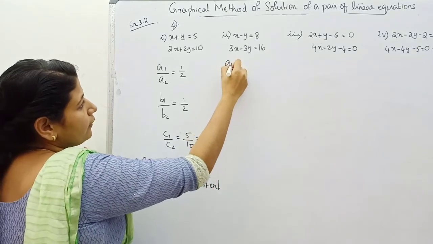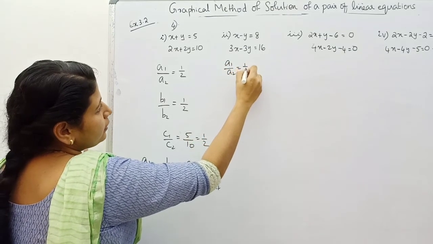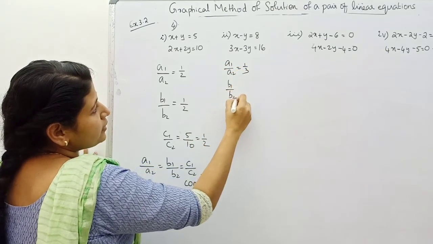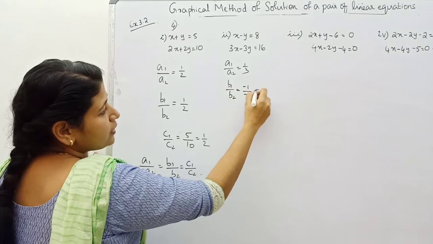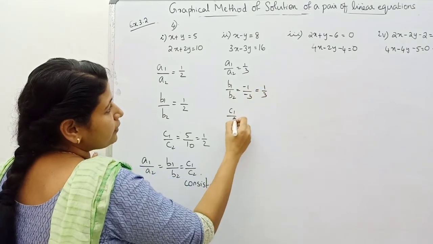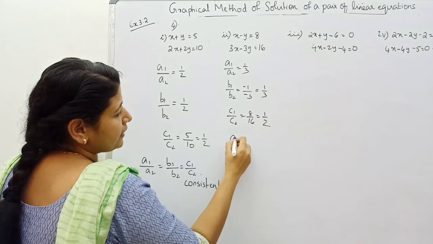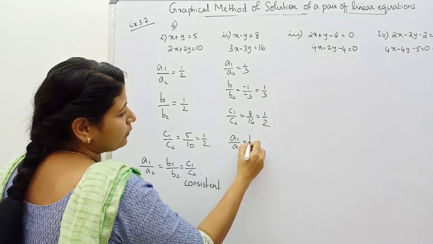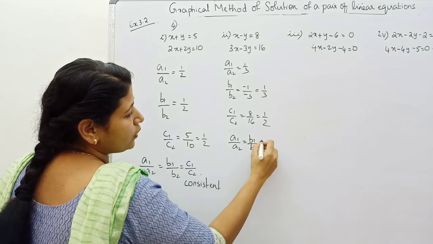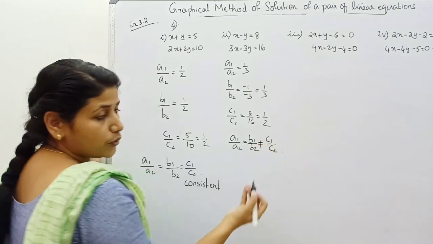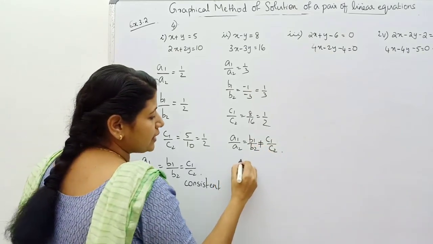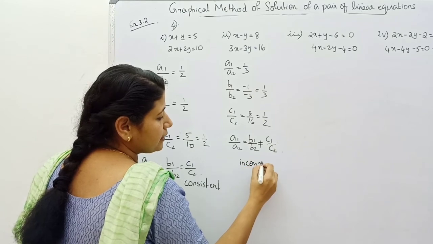This one, A1 by A2 is 1 by 3, B1 by B2 is negative 1 by negative 3, which is also 1 by 3, C1 by C2 is 8 by 16, which is 1 by 2. So we can write A1 by A2 is equal to B1 by B2, but which is not equal to C1 by C2. So this is parallel. So we can write it is inconsistent.